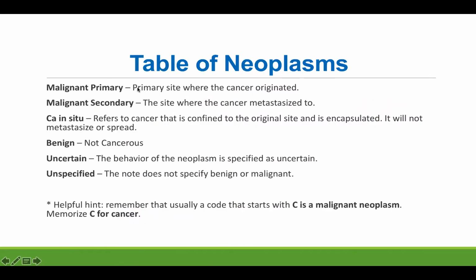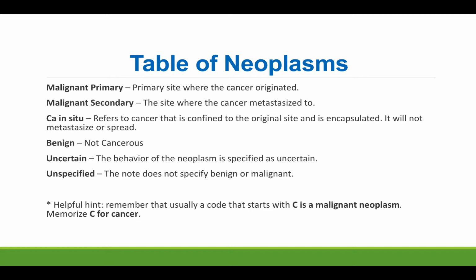A malignant primary is the primary site where the cancer originated. Malignant secondary is the site where the cancer metastasized to, where it spread to. Carcinoma in situ refers to cancer that is confined to the original site and is encapsulated. It will not metastasize or spread. Benign means not cancerous. Uncertain, the behavior of the neoplasm is specified as uncertain. Unspecified, the note does not specify if the neoplasm is benign or malignant.